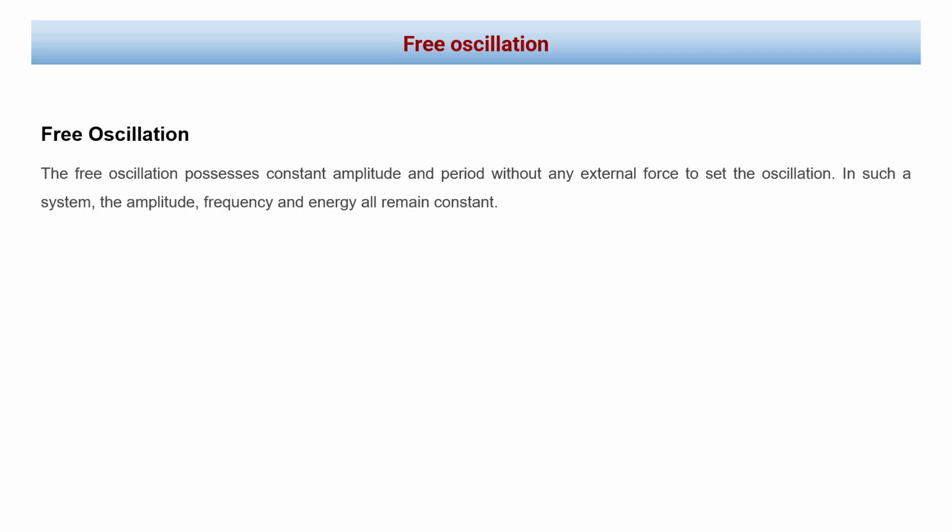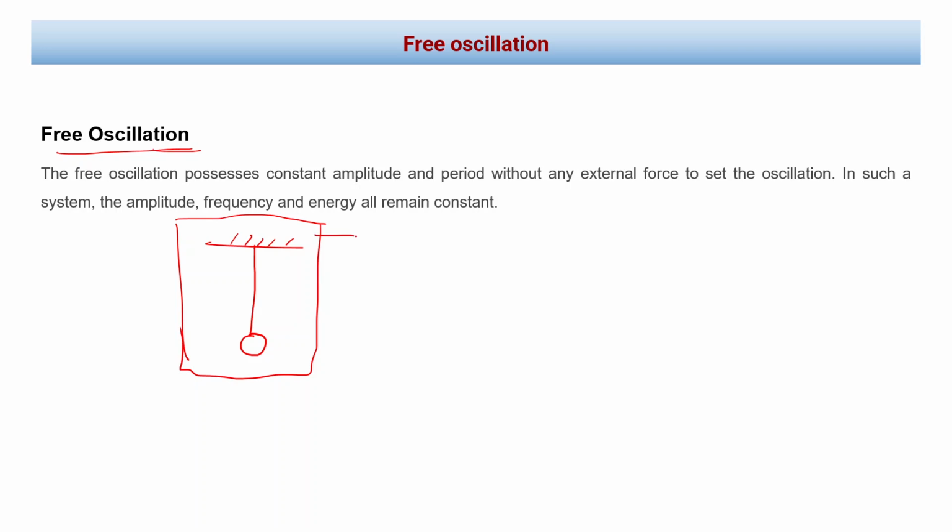Like there is free oscillation. Free oscillation possesses constant amplitude and period without any external force to set the oscillation. In such a system, the amplitude, frequency and energy all remain constant. So free oscillation actually is kind of an ideal condition. Like if I have a pendulum, this is the point of suspension, and it's suspended like this in a vacuum. Say this whole setup I have kept in a box, and I have created a vacuum.